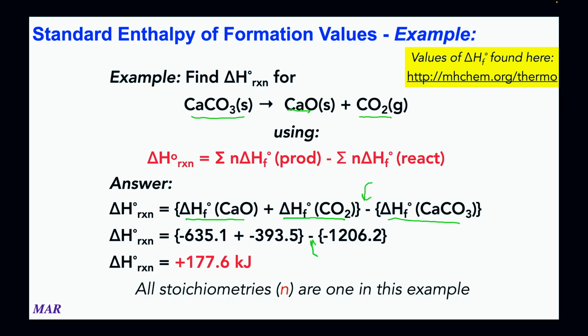So for calcium carbonate to break down into calcium oxide and carbon dioxide, it's going to be endothermic. It's a positive delta H value. And that's kind of a cool thing to know.